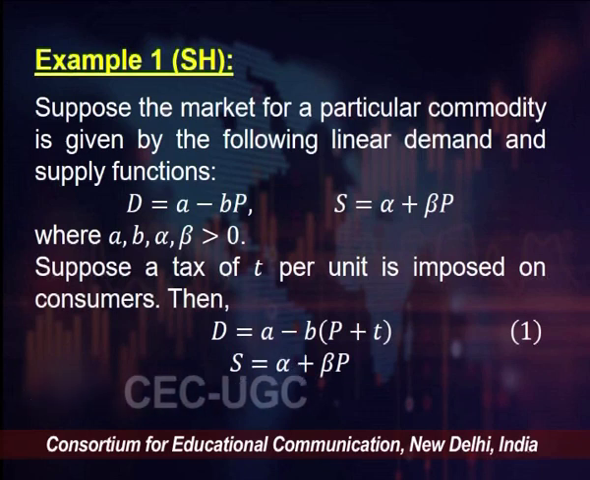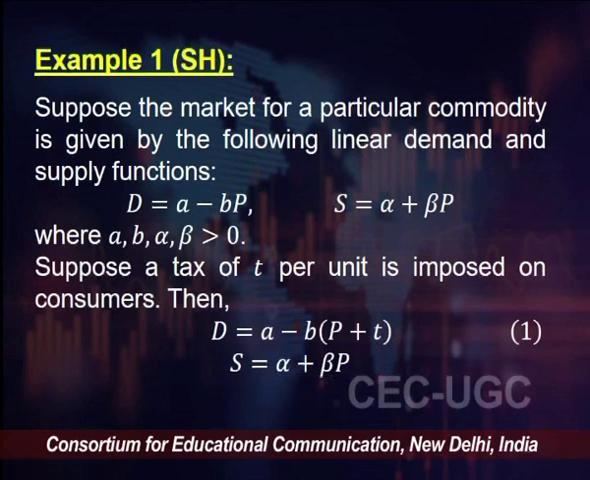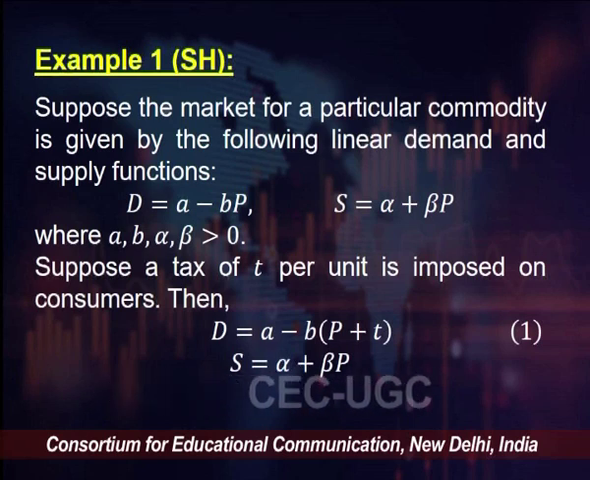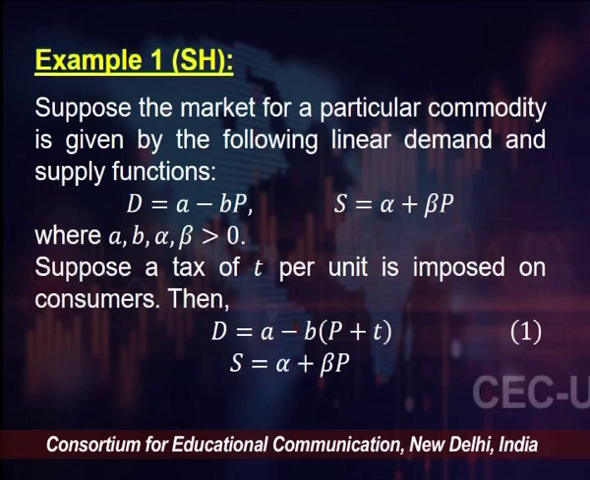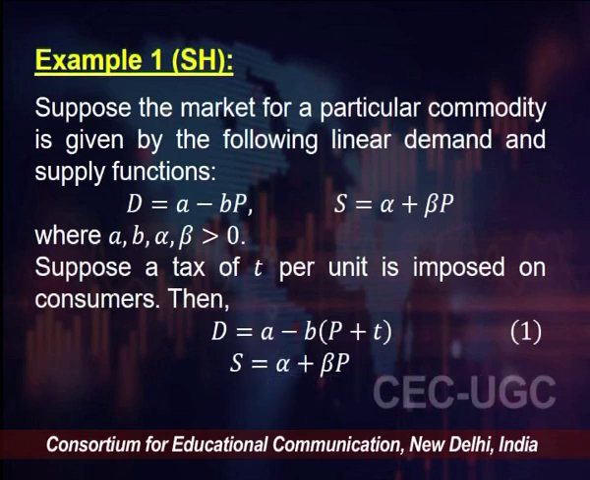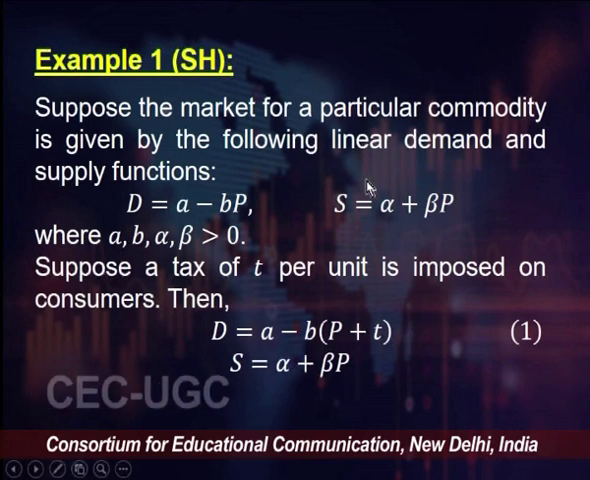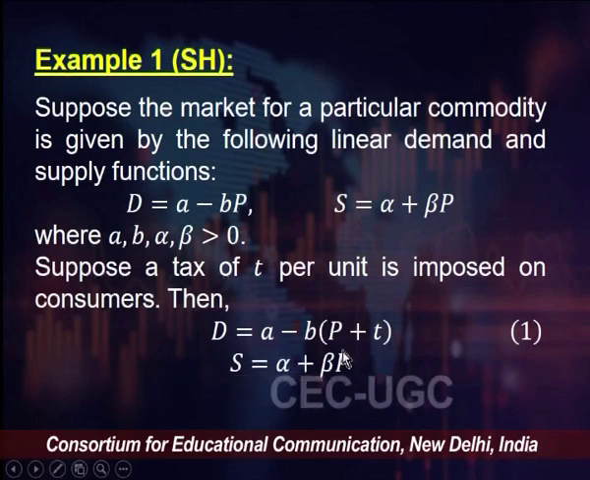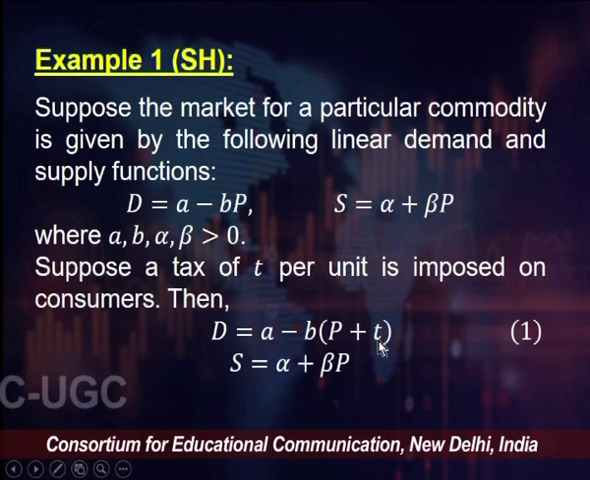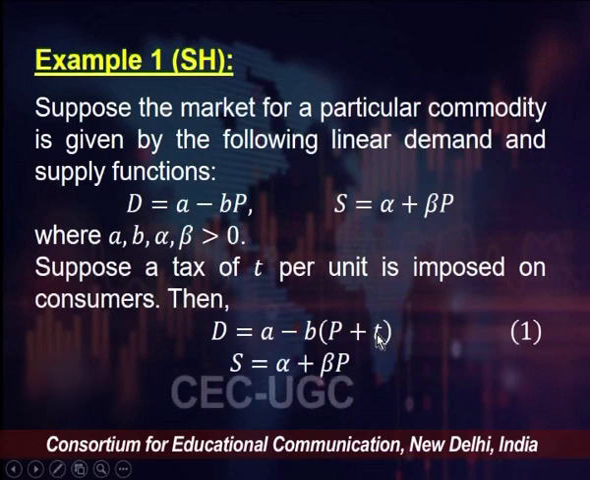Now, having said this, let us build things up a little bit with a tax, and let us suppose a tax of T per unit is imposed on consumers. So, basically what we are saying here is that for every unit of the good that the consumer buys, regardless of the price, the consumer has to pay a tax of T, which is in addition to the price that he pays for the good that he buys. So, the price that the consumer will pay effectively is now going to be P plus T.